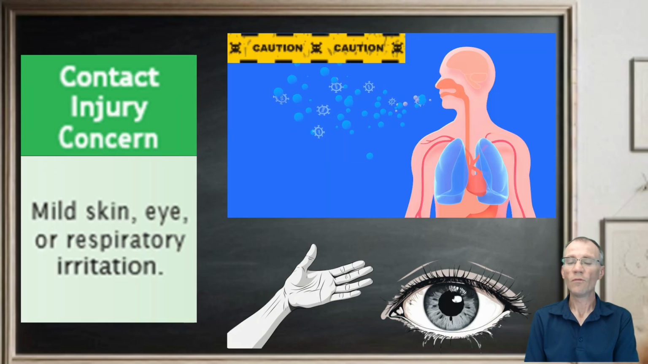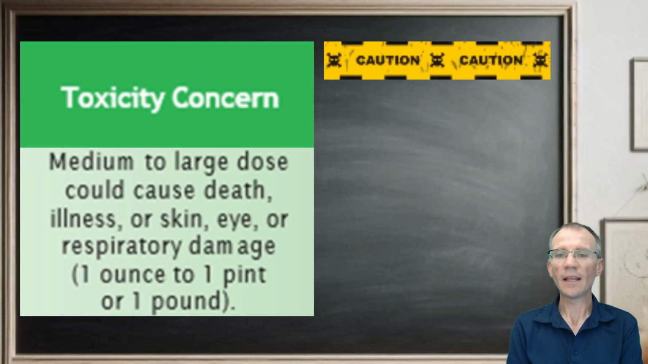When we look at contact injury with the signal word caution, this can cause mild skin, eye, or respiratory irritation. And finally, for the signal word caution, we have a toxicity concern that medium to large dose could cause death, illness, or skin, eye, or respiratory damage, 1 ounce to 1 pint or 1 pound.